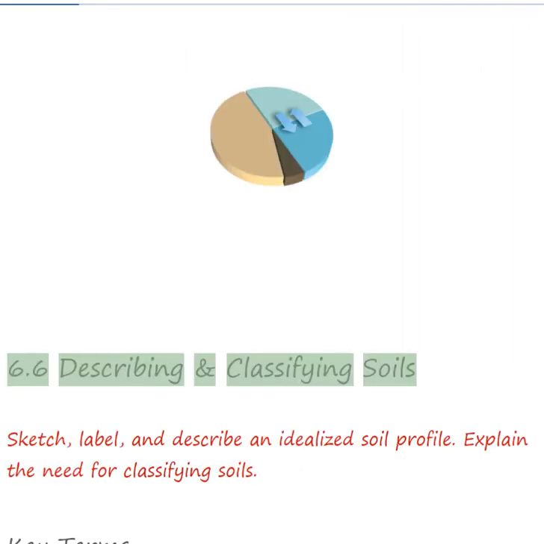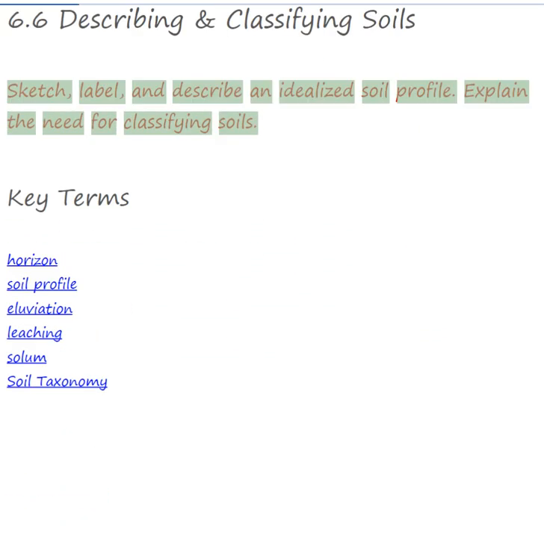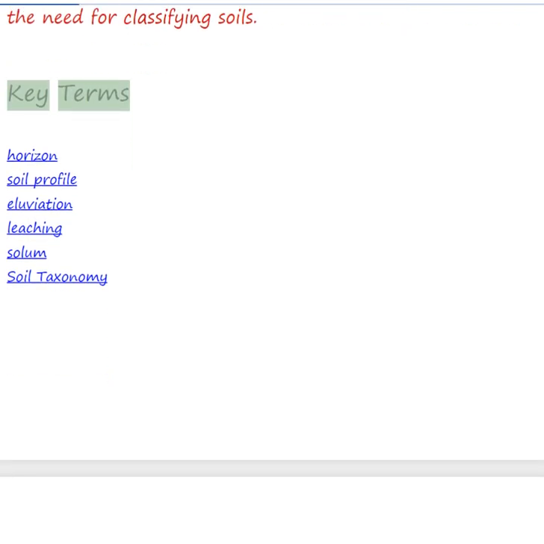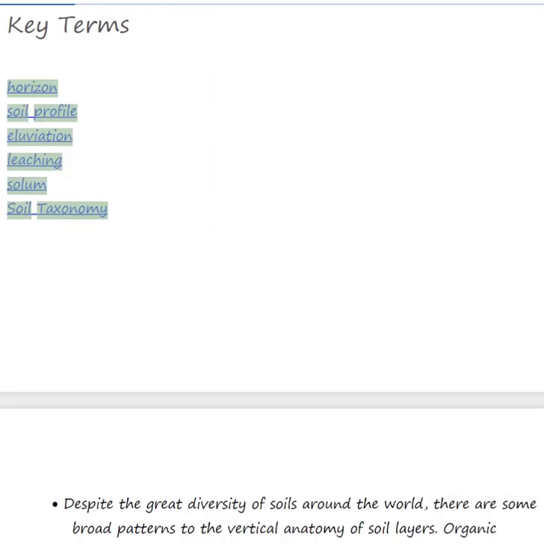6.6 Describing and classifying soils. Sketch, label, and describe an idealized soil profile. Explain the need for classifying soils. Key terms: horizon, soil profile, alluviation, leaching, solum, soil taxonomy.